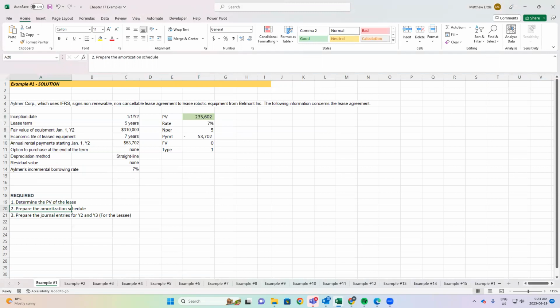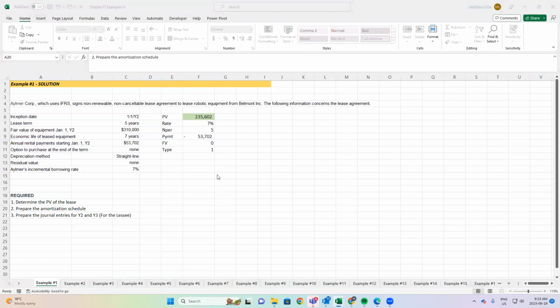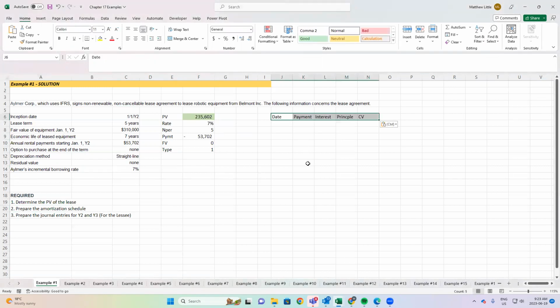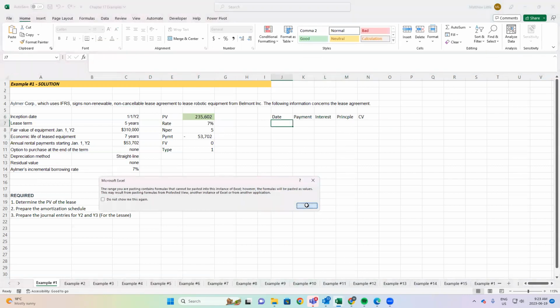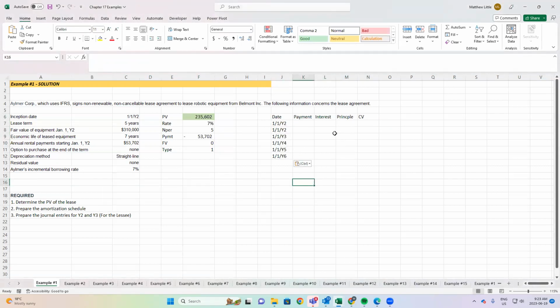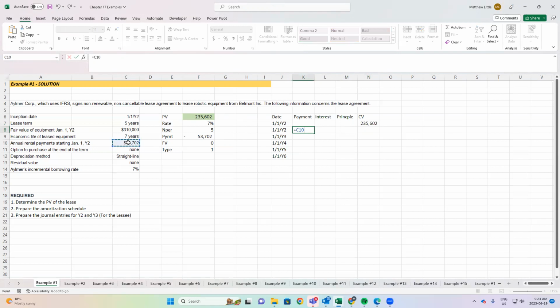Now we need to prepare the amortization schedule. So our amortization schedule will have various information. Let's put it over here so it's all on the same screen. We will have our original dates. Okay, so we have our multiple years, and we have our opening carrying value. And then the first payment is due on that same day. So our first payment is the 53,702. We know there's no interest because it's made on the same day.